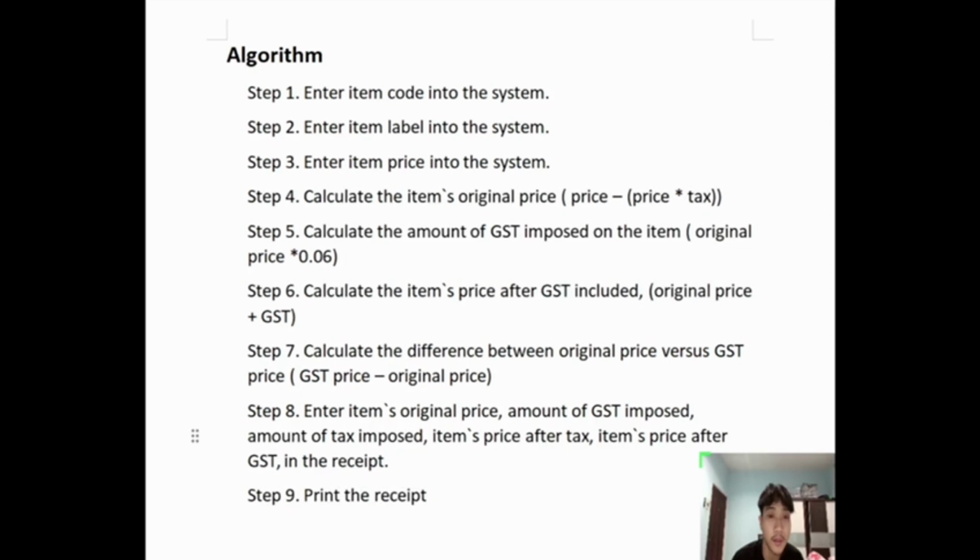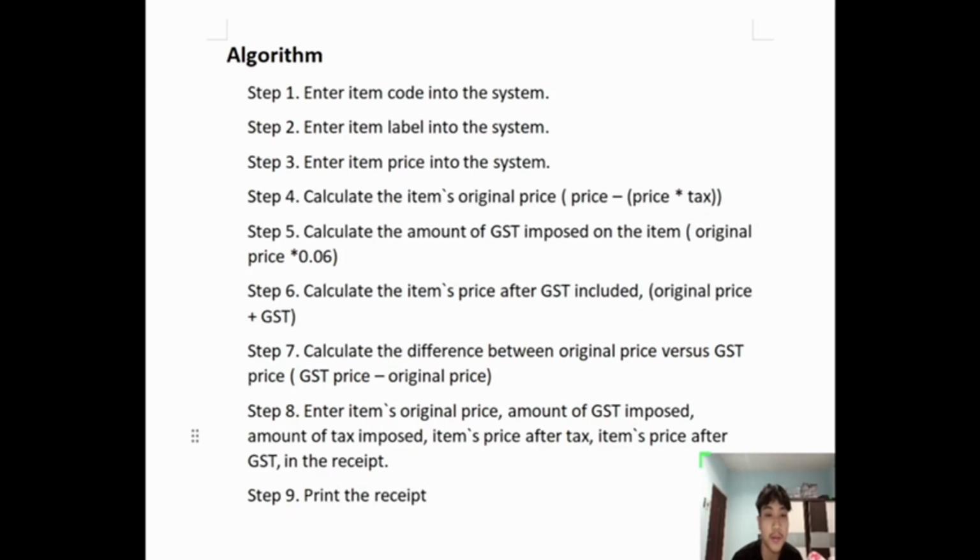Now I want to present about the algorithm. It has 9 steps. Step 1 is enter item code into the system. Step 2, enter item label into the system. Step 3 is enter item price into the system. Step 4, calculate the item's original price. Step 5, calculate the amount of GST imposed on the item. Step 6 is calculate the item's price after GST is included. Step 7 is calculate the difference between original price versus GST price.